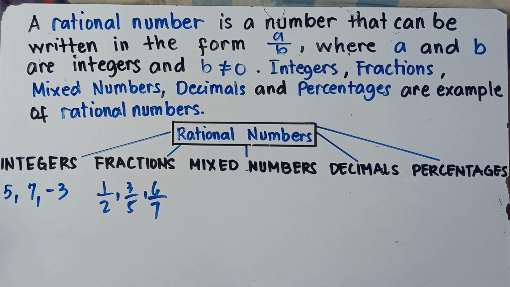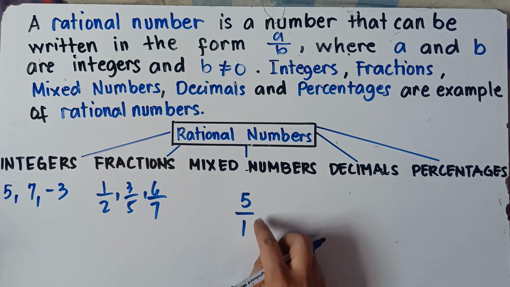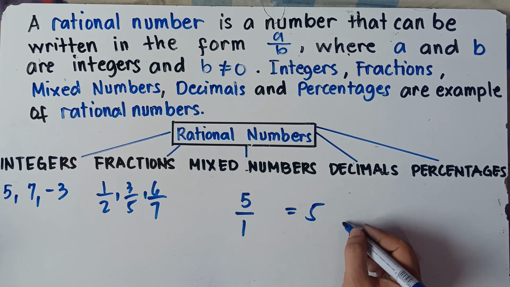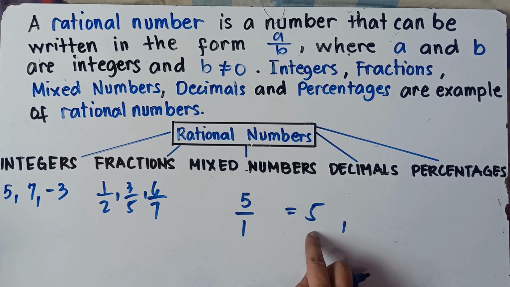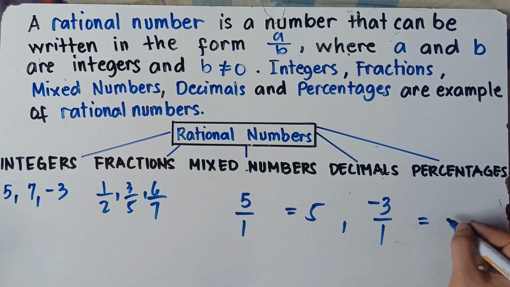For the integers, if we write the whole number 5, understand that any whole number has a denominator of 1, right? 5 over 1 is just the same as 5. Same with -3 over 1, which is just the same as -3. Any whole number has a denominator of 1.